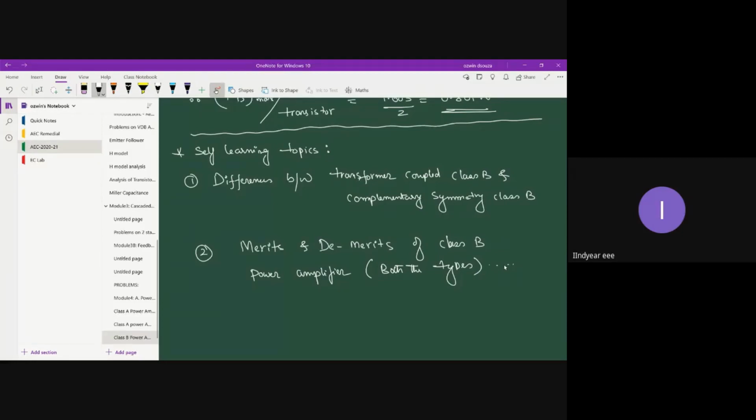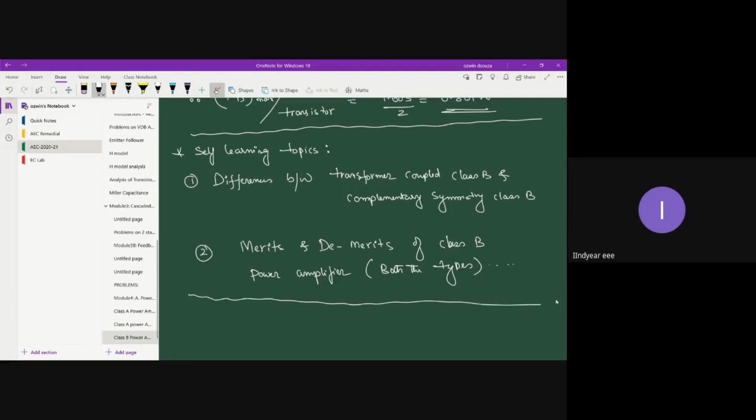On the other hand, if I were to consider class B complementary symmetry type power amplifier circuit, merits could be lighter weight, lesser number of components, and cost effective. Okay, and better frequency response. Okay, and in the demerits, it suffers from crossover distortion. Okay, so I have already discussed. Probably you can put it in better sentence. Okay, so that is about your class B power amplifier circuit.